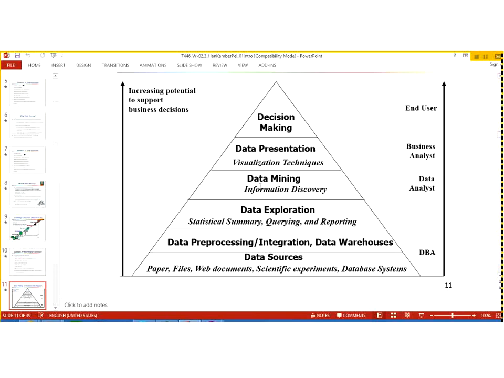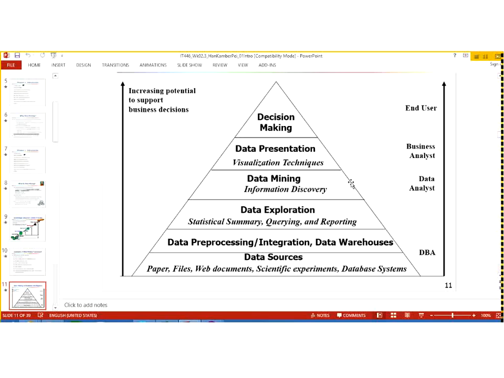Discovering new information, we now have new data that can be plotted or drawn in a way that can be easily understood by managers and end users. So we come up here with the data presentation. We visualize what we have found in the data mining using some visualization techniques. And then based on this, we present it to the end user who can make decisions or critical decisions.